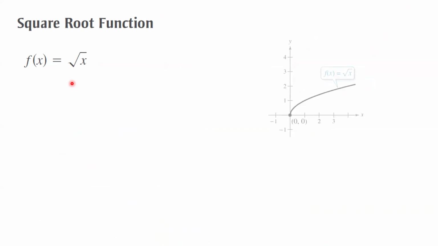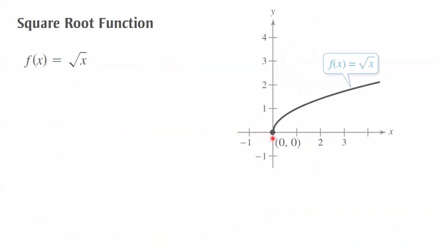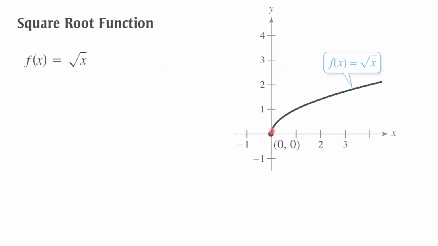The next function is the square root function. The square root function is defined as square root of x. The graph of the function, as you remember, behaves like this. The minimum x value that you're allowed to plug in is 0. We don't have negative values inside the square root function because you get imaginary numbers.